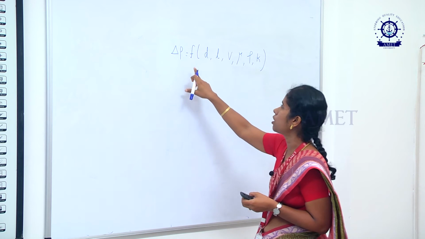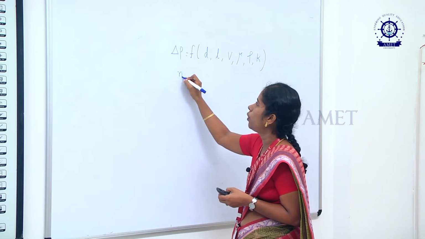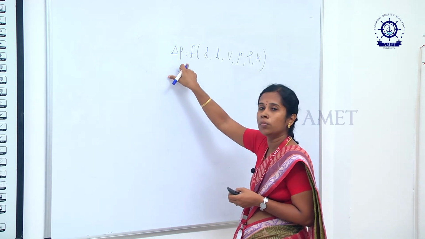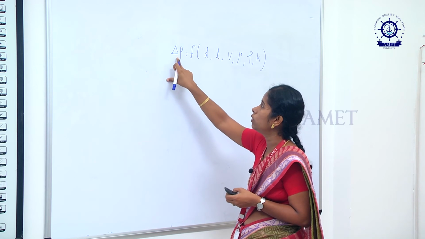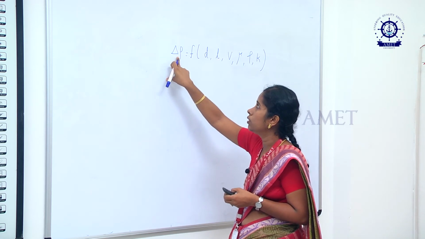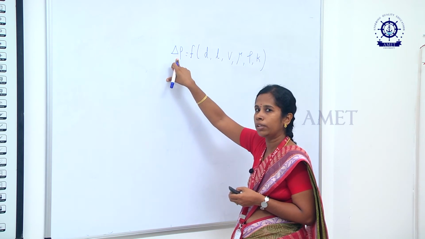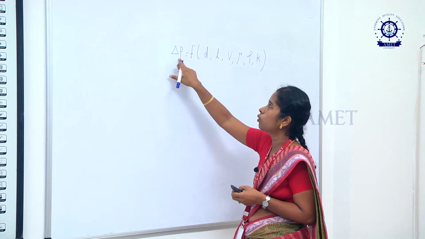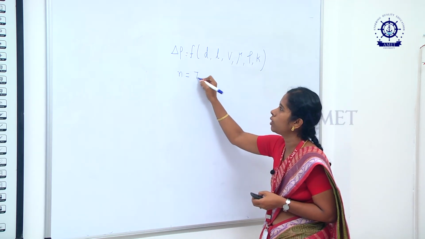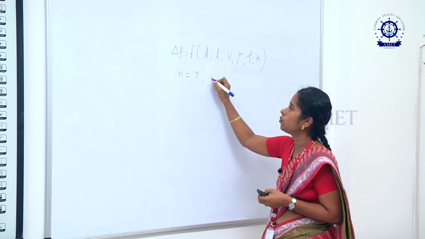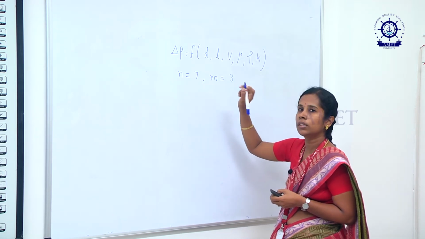So, your first step will be you have to write everything, then you have to say what is the total number of variables, including independent as well as dependent. So, count. Delta P, the pressure drop, is a dependent variable, depending on the others. So, 1, 2, 3, 4, 5, 6, 7. So, the total number of variables is 7, and as we already know, fundamental dimensions are 3, that is mass, length and time.